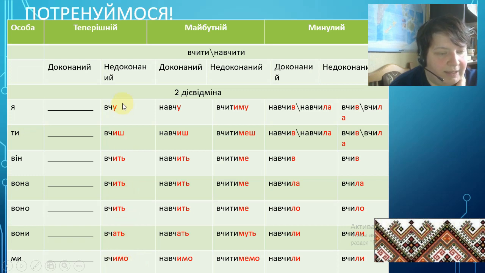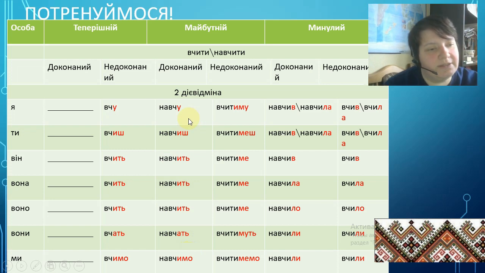So I highlighted everything. The same are in future tense, perfective state. Навчу, навчиш, навчить, навчить, навчить, навчать, навчимо. So it is everything translated like I will teach you. Or he will teach someone.